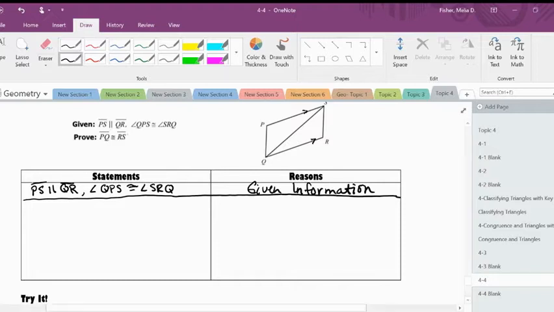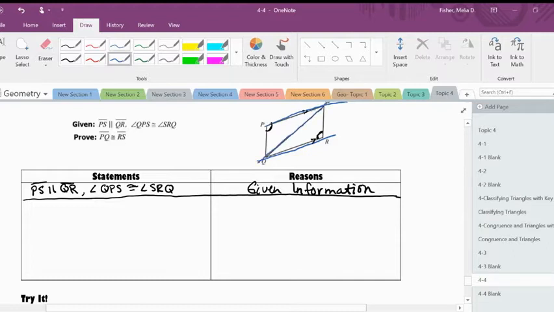So let's mark that angle on there as well. QPS is congruent to angle SRQ. Let's take the first thing that we know, which is that these two lines are parallel, and they're being cut by this transversal.